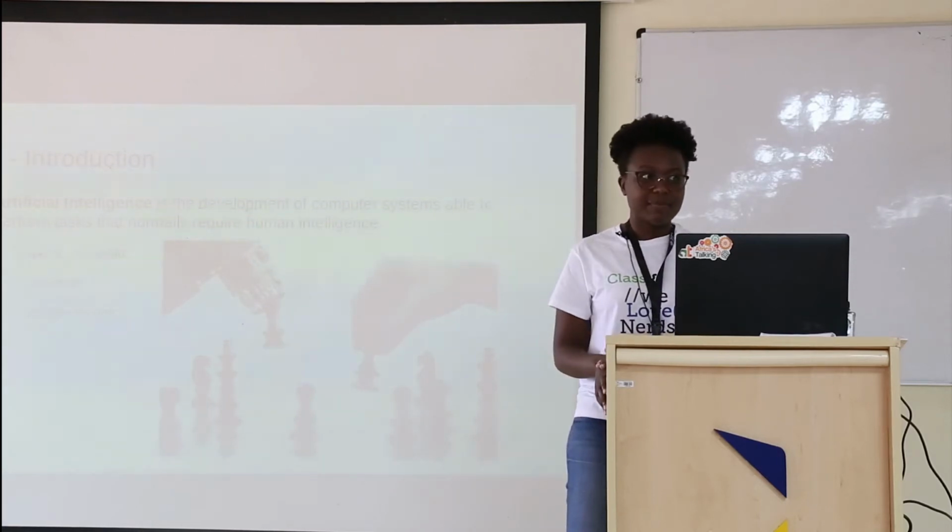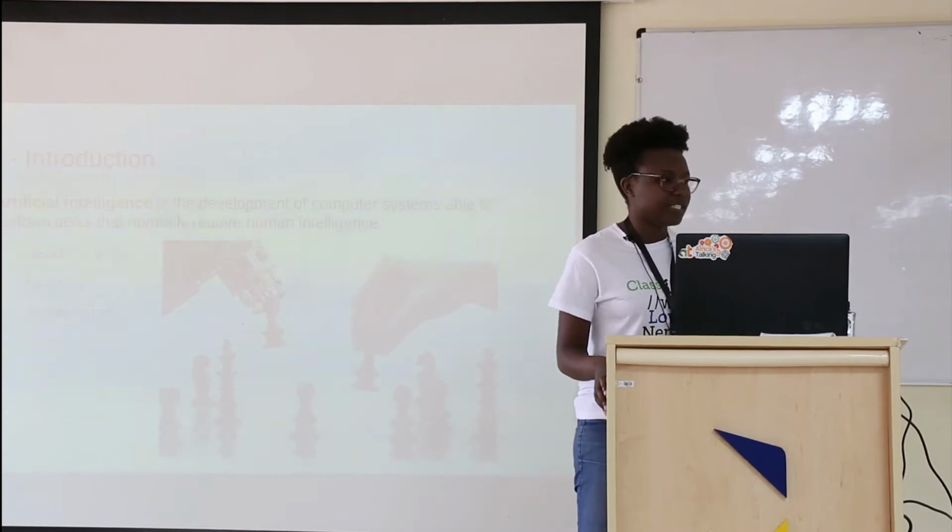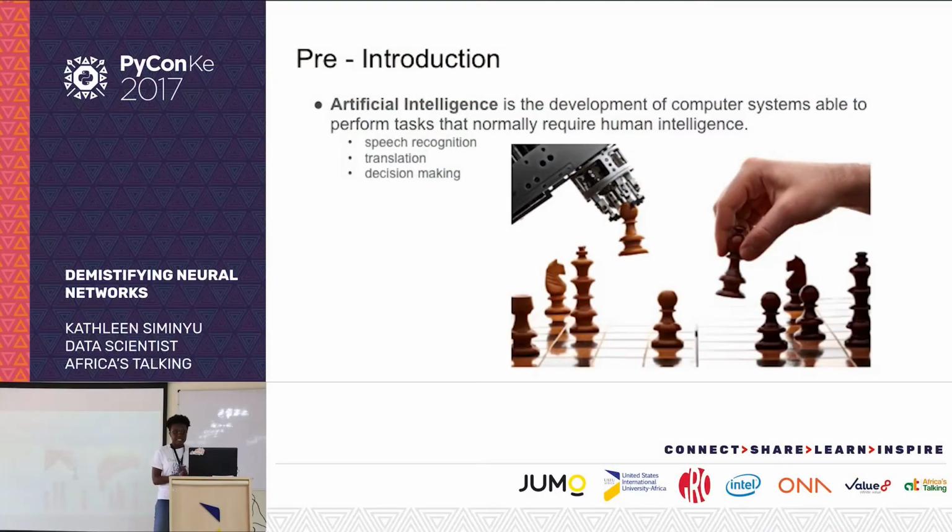So let's start very basic, in case you've never heard of even artificial intelligence. Basically, it is the development of computer systems to be able to perform tasks that normally require human intelligence. So making a decision or translation or looking at all of you guys and saying this is a man, that is a woman, those are all things which as humans we just do, but computers have to go through some training to be able to do the same.